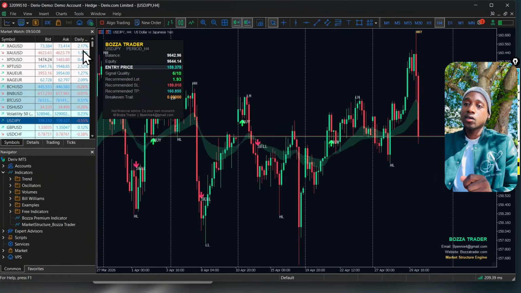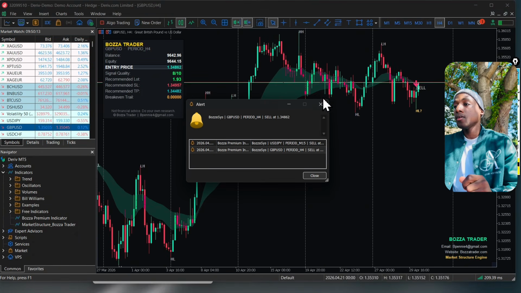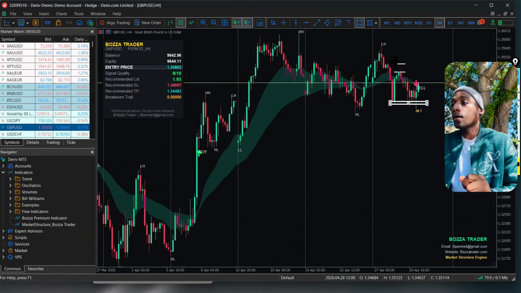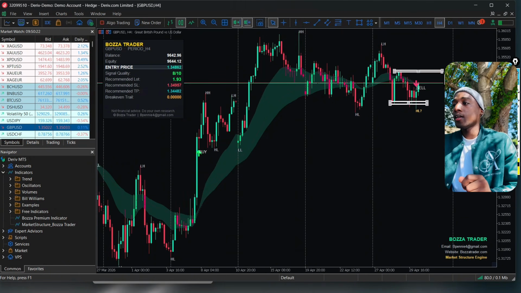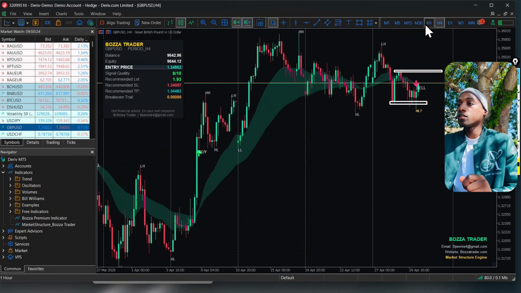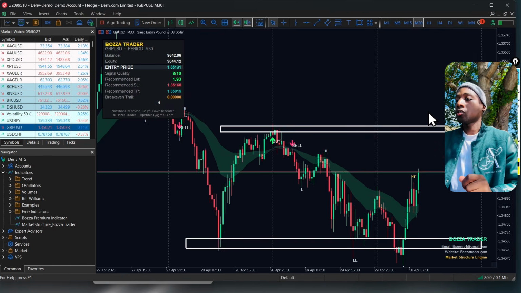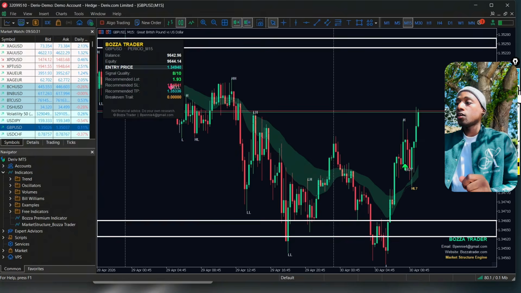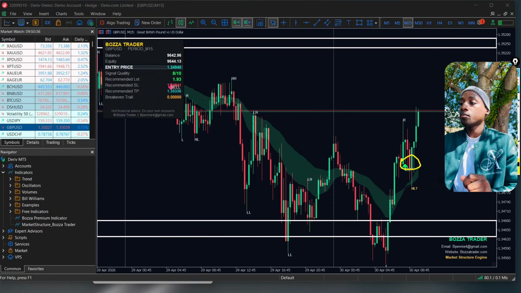For instance, let's look for another asset. We can look for GBP USD, and on GBP USD, this is H4, we just mark here the support area and resistance area above. Now we go to a smaller time frame, M15. We want to look for buy entries. We go to M5, and once we see entries like this, we take a buy.